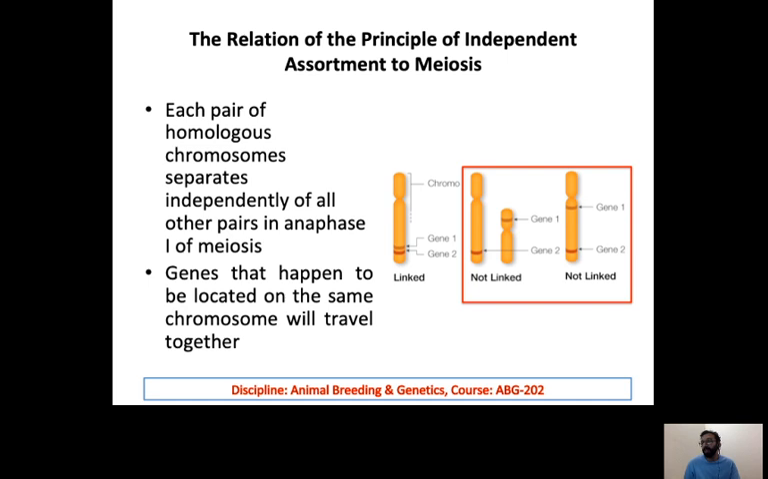Especially those which are located on the same chromosome but have distance between them. In that case, what happens? There is a probability of crossing over, and that crossing over can generate a different combination in the gametes. So that's why they sort independently.